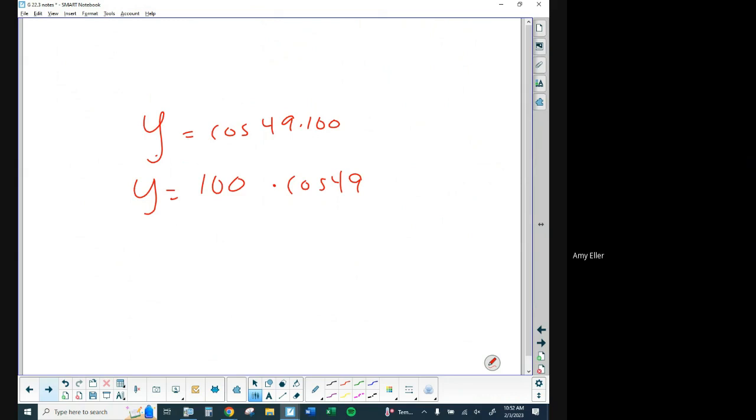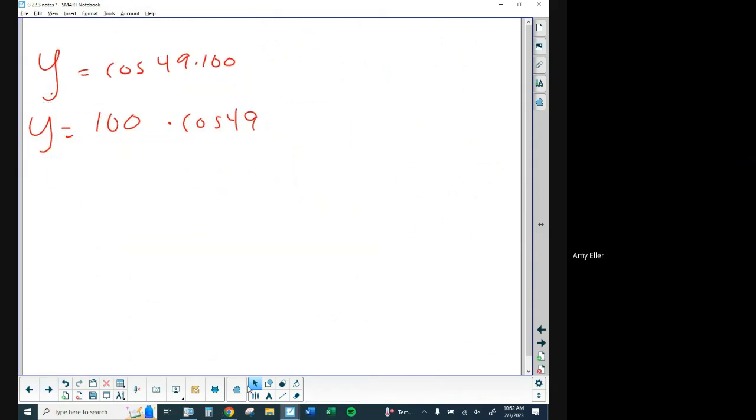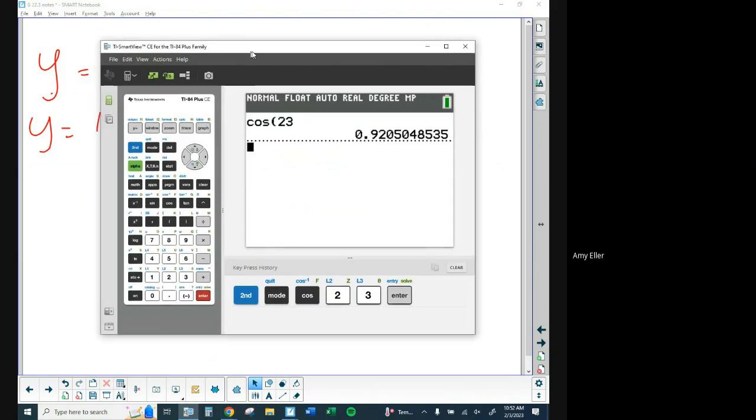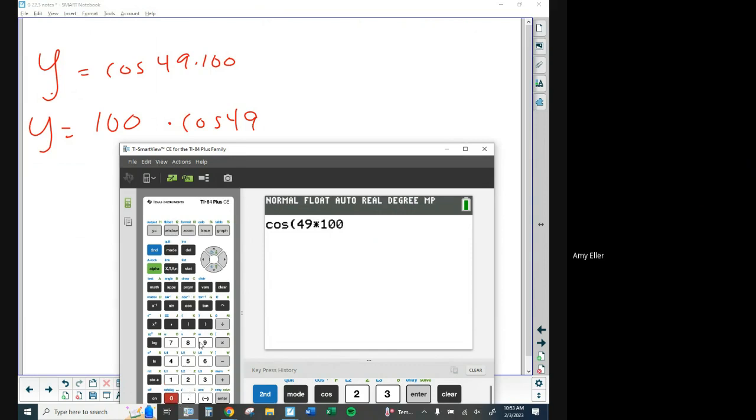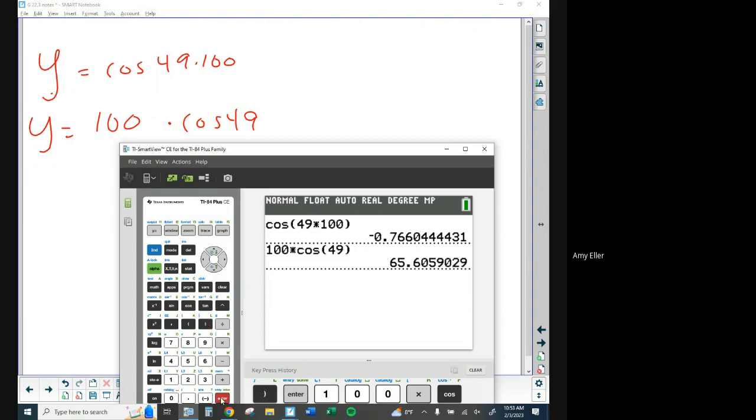But when I put them in my calculator, watch for a second. Let's see if I can move all this over. Okay. So I'm going to type the top one. Cosine 49 times 100. Now I'm going to type the bottom one. 100 times cosine 49. Did I get the same thing? I did not. I thought we said they were the same thing.